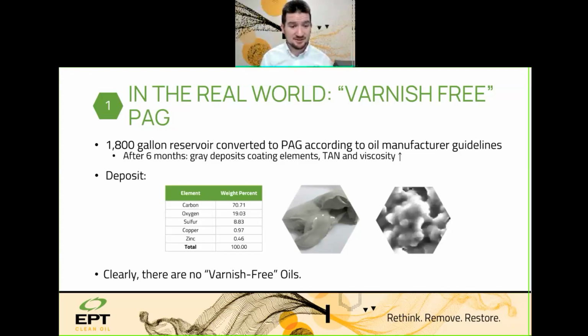So unfortunately, there are no varnish-free turbine oils. If something sounds too good to be true, there's a high likelihood that it is. Certainly, there are oils that are more resistant to varnish formation. But again, I take exception to aggressive marketing in the form of saying things that are varnish-free.